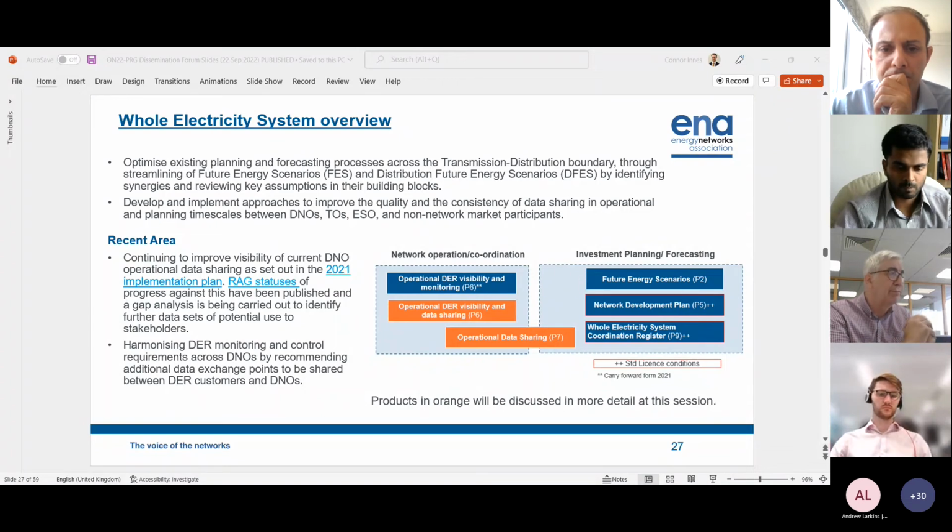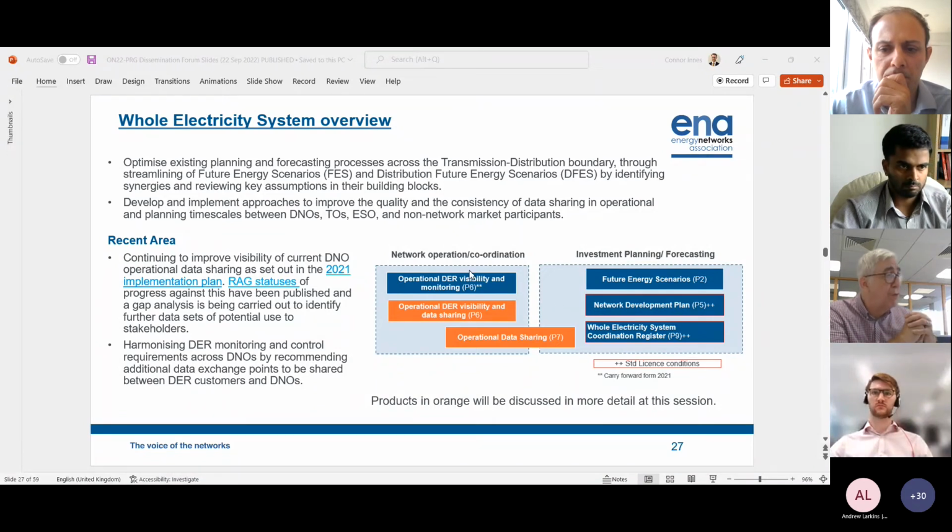Quite closely linked really to product 2 is product 5. That's our network development plans. They build on the energy forecast, the DFESs and the FES, to produce network development plans for the distribution network operators. It's a license requirement that we have to publish these, and the first publication happened this year. I think it was May this year, the first publication of network development plans. Again, we're using the FES scenarios, and particularly the best view scenario that has been developed in product 2.